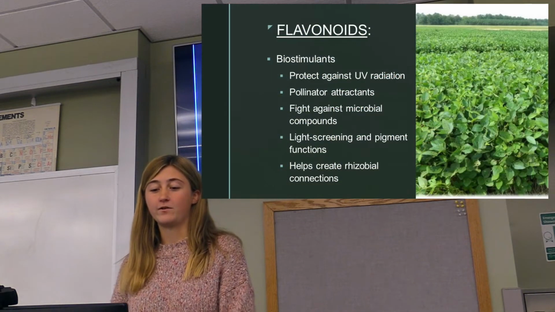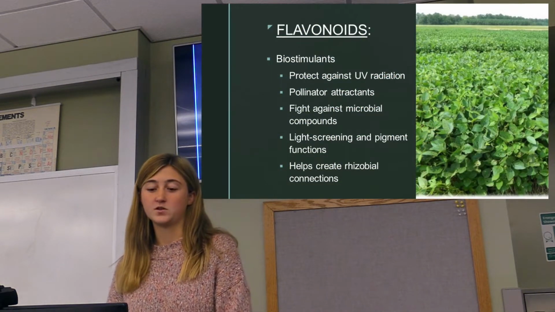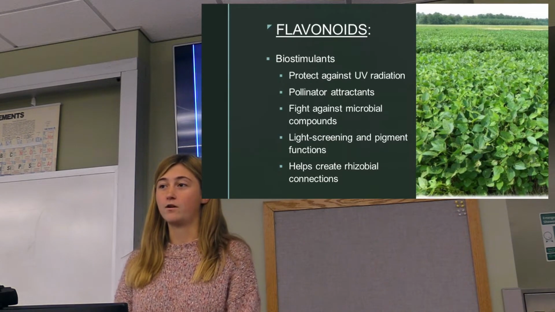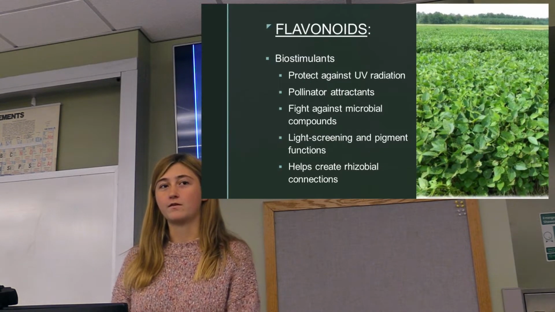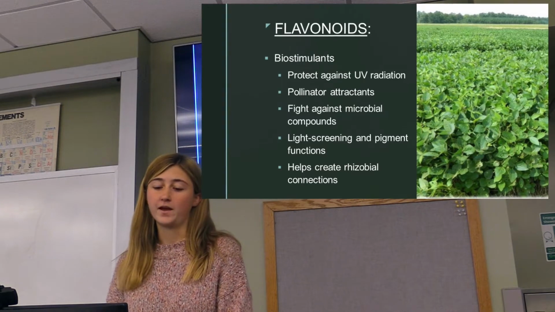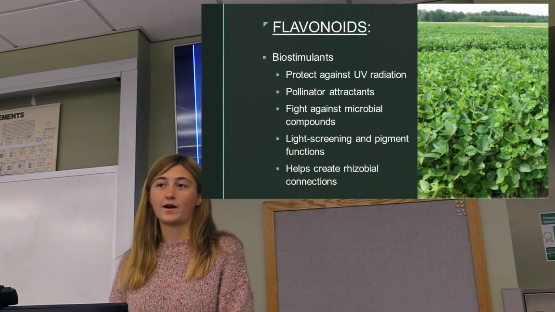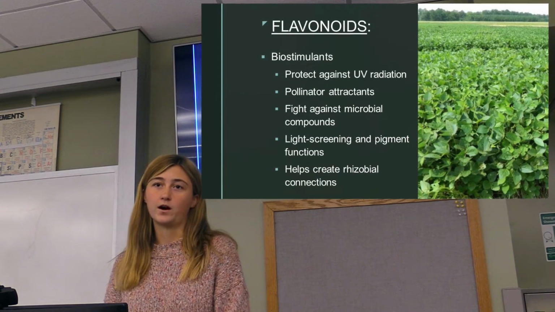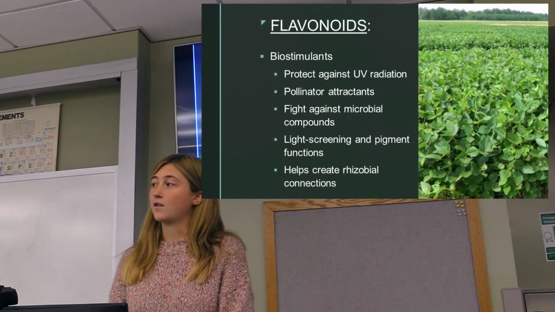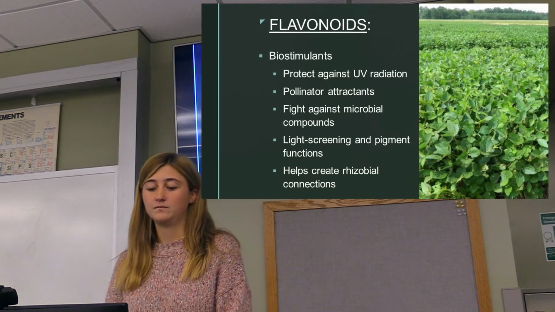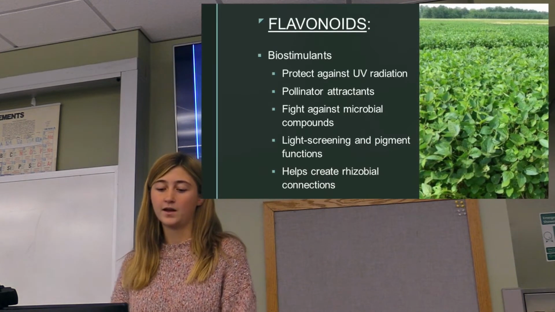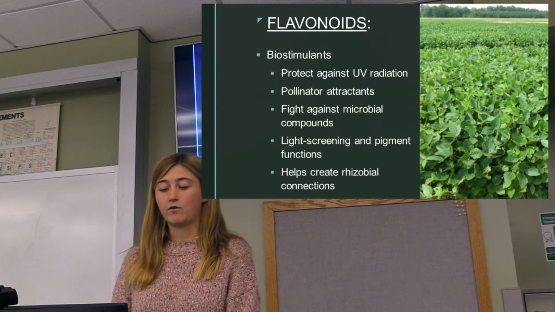First, I have flavonoids. These are biostimulants, which means that they just help the plant grow overall. They mainly help with photosynthesis and basically the green part of the plant. So it protects against UV radiation, and it actually attracts pollinators by making them brighter in color. It also fights against microbial compounds, which will help their immune system, basically. And they also have light screening and pigment functions.